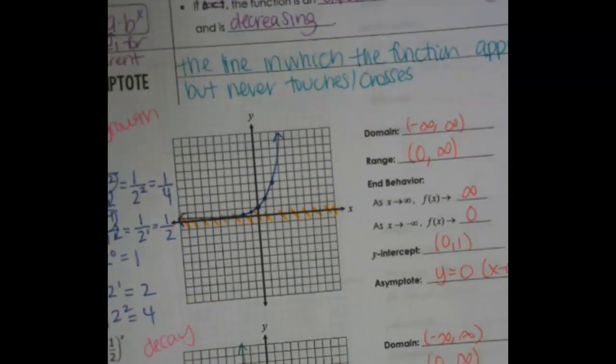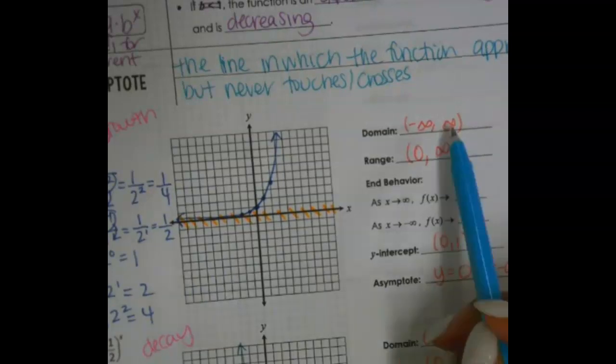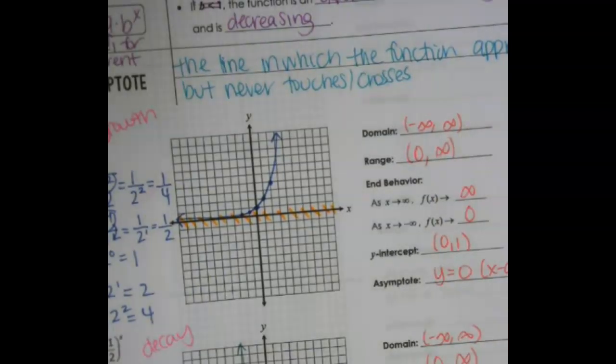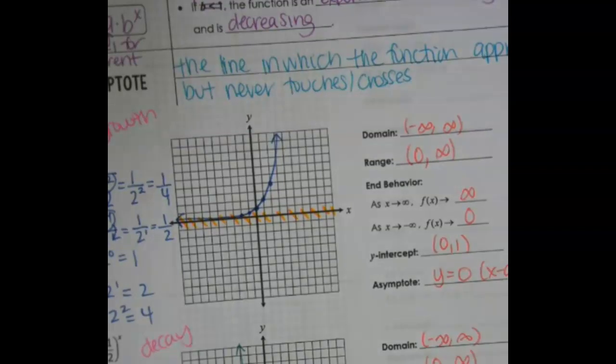Do we have any restrictions on exponential functions for your domain? Do we have any restrictions here? No, your domain is from negative infinity to positive infinity. If you look back at your notes that we did for exponential functions when we were graphing them, there were no restrictions on your domain.